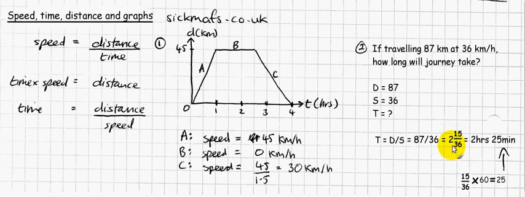So 2 hours is that bit there. Now what's 15 out of 36 times 60 minutes? Because that will calculate how many minutes of the hour I've got on top of the 2 hours. So 15 over 36 times 60 is equal to 25. So overall the journey took 2 hours and 25 minutes.